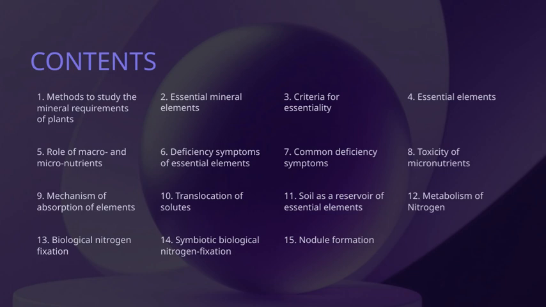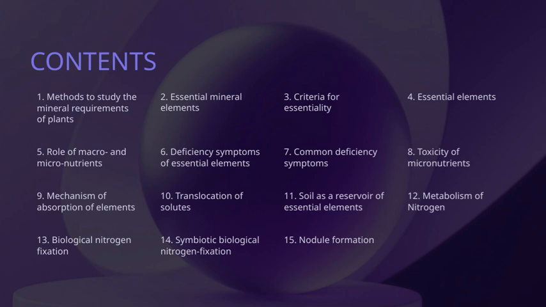Next, we have the essential elements. These are the nutrients that plants absolutely need to complete their life cycle. Without them, growth is stunted and productivity drops significantly. Nodule formation is another fascinating topic. It involves the development of specialized structures on legume roots where nitrogen fixation occurs, thanks to symbiotic bacteria. This process is vital for enriching soil nitrogen content naturally.